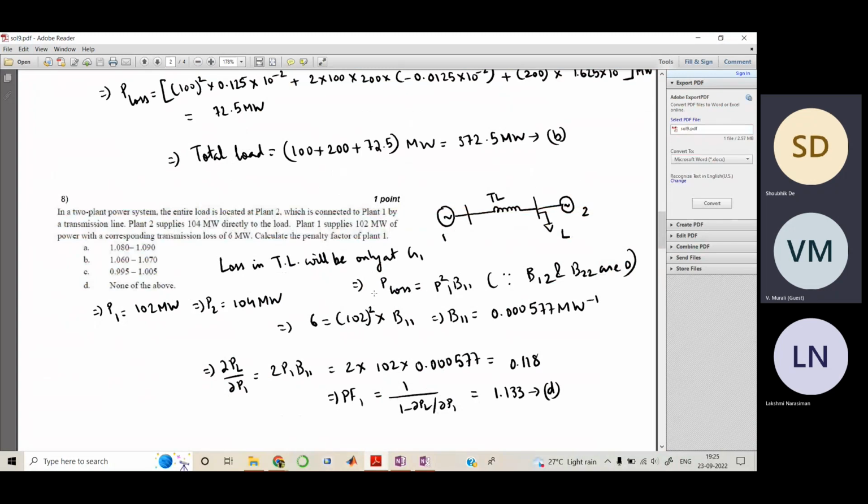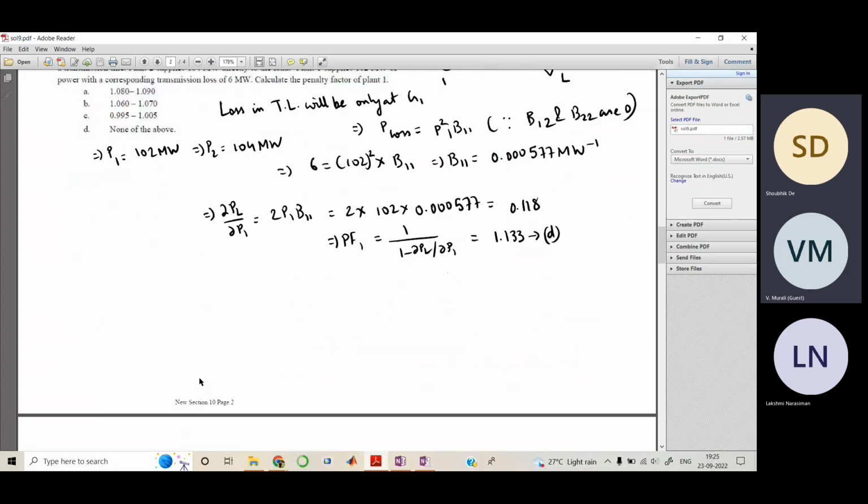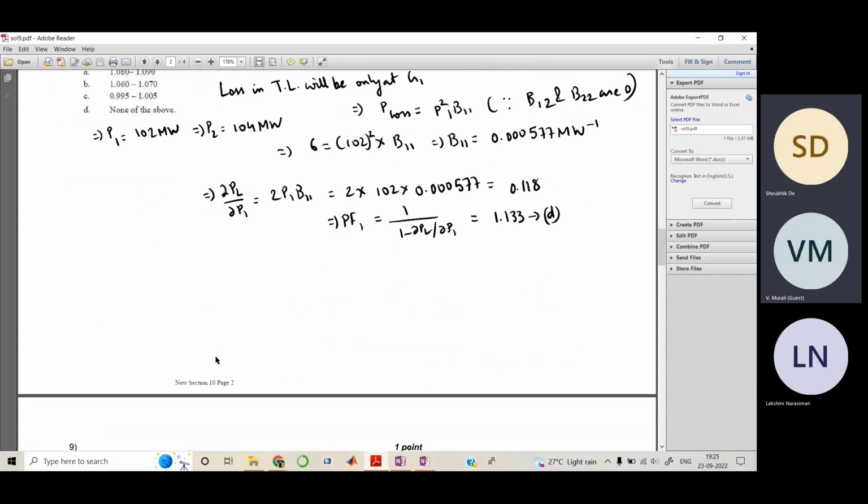From here we are given the value of P1 and P loss. We calculate B11, which is this per megawatt. Now we simply differentiate this partially, and we get this as 0.118, right? Penalty factor would be 1.133, which is probably option D. Yeah, none of the above. I hope this was clear.